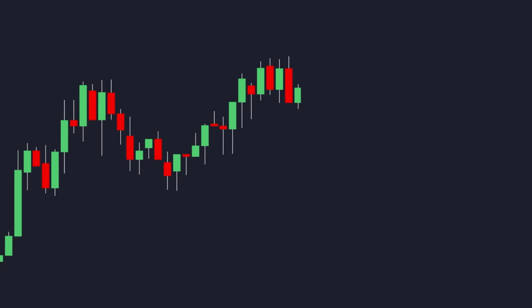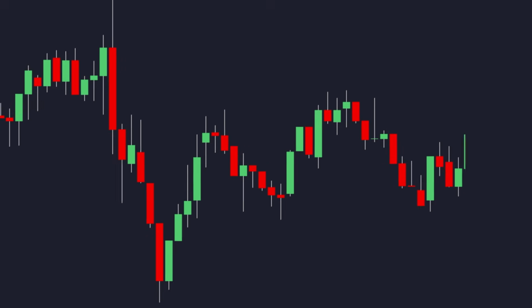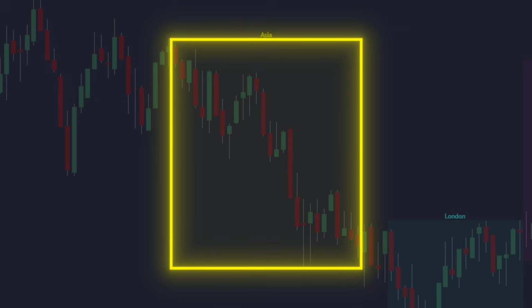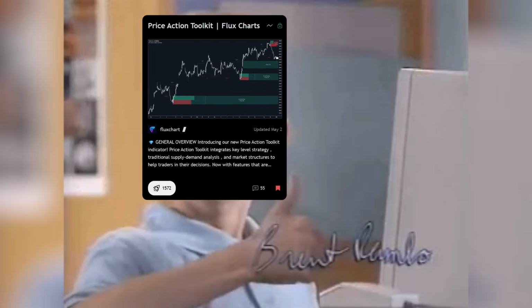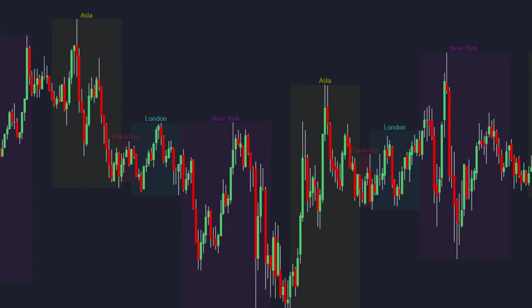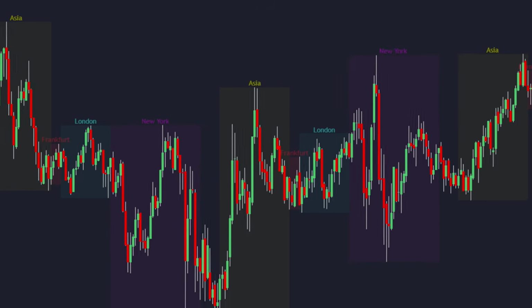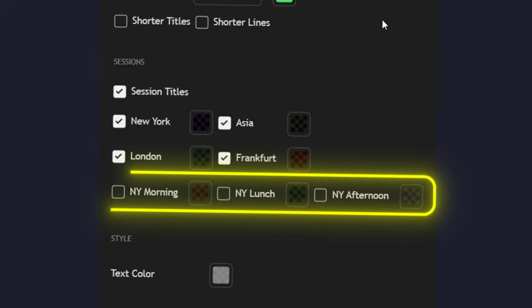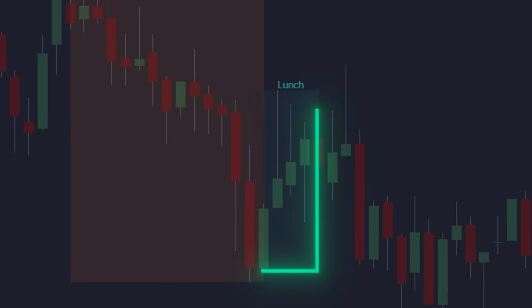Markets behave completely differently during different sessions. New York session acts differently from London, and Asia is a whole different beast on its own. The price action toolkit helps you track all of it. You can clearly see where New York, London, Asia, and Frankfurt sessions start and end. If you want even more control, you can highlight specific periods like New York morning or New York lunch.